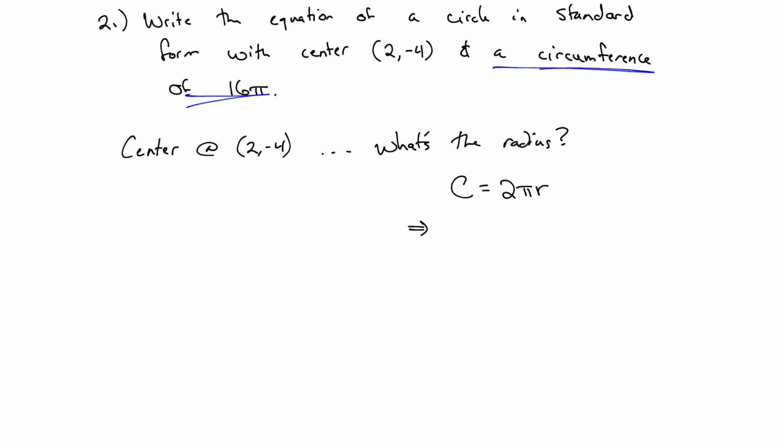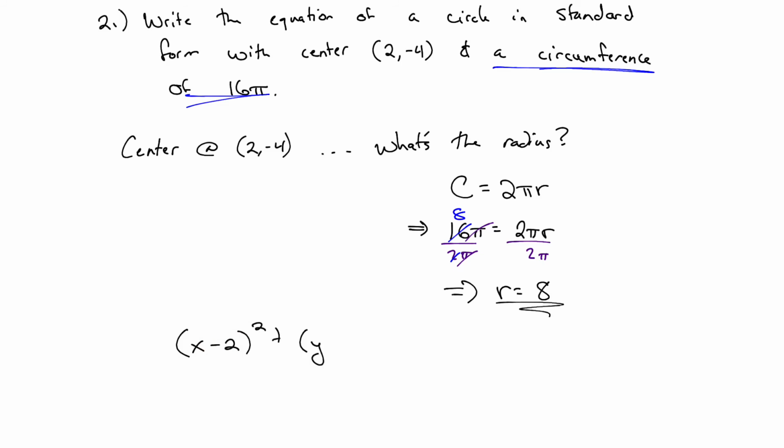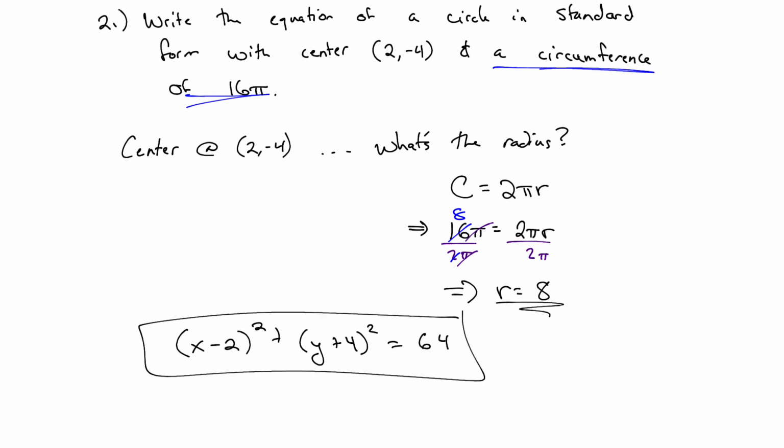So, 16 pi is equal to 2 pi r. We'll divide both sides by 2 pi. The pi's cancel, and the 2 goes into the 16 8 times. So our r value is 8. Then we have our center, we have a radius, we're all set. x minus 2, because that's our h value. (x − 2)² plus y minus negative 4, so (y + 4)², equals 8 squared, which is 64. And that is our answer.